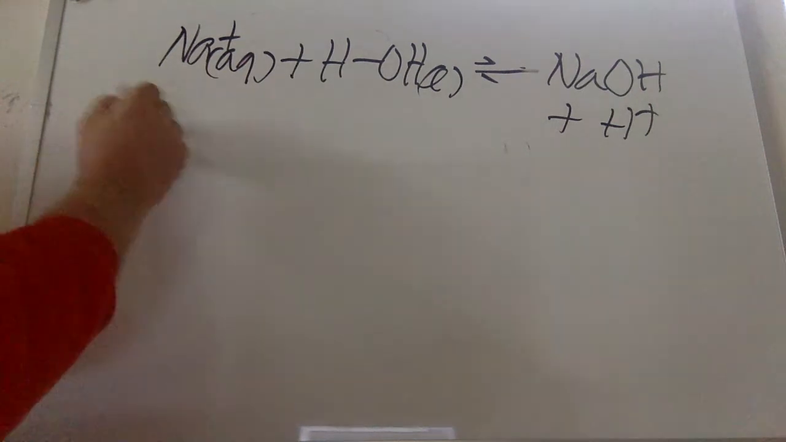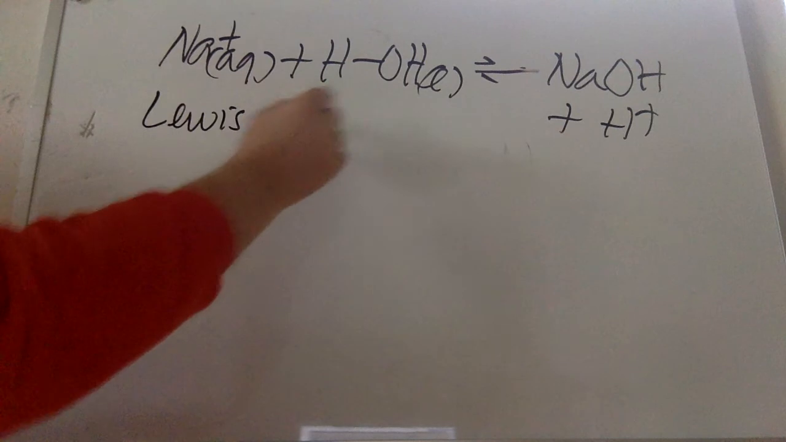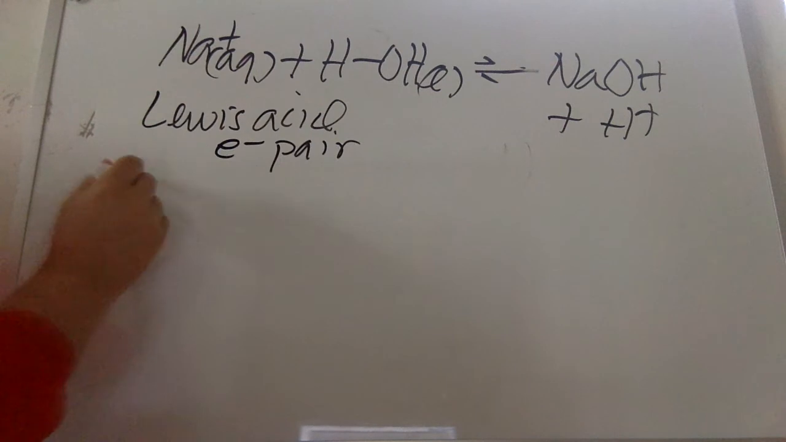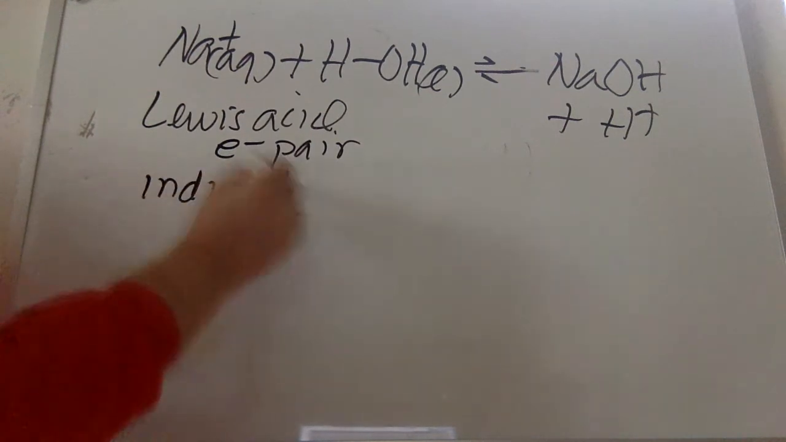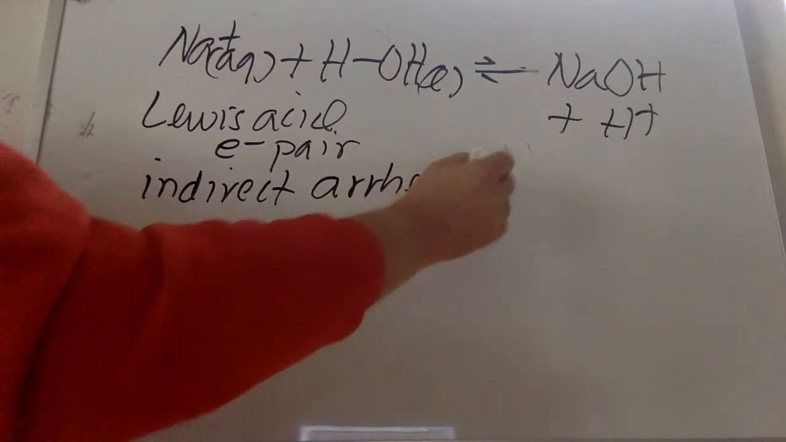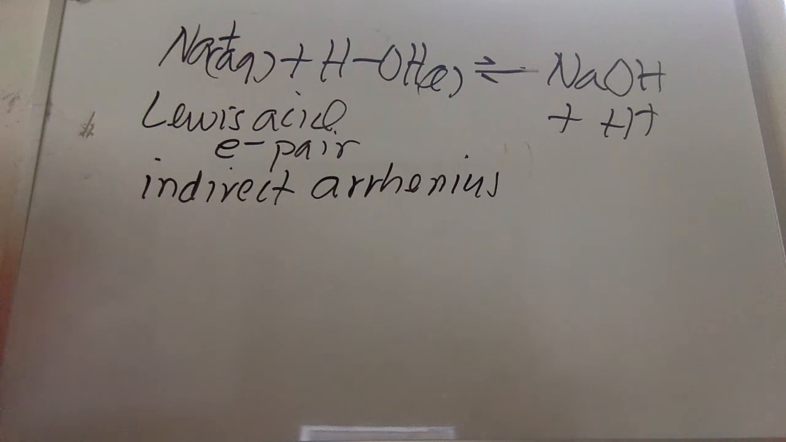Well, this is a Lewis acid. It can accept an electron pair. It's also an indirect Arrhenius acid because I could produce hydrogen ion. And I'm also ignoring sodium hydroxide here. The strongest acid in an aqueous system is hydrogen ion. The strongest base is the hydroxide ion. So we're assuming that sodium hydroxide in this case is an ion pair. It's stuck together. Okay, so let's look at that.